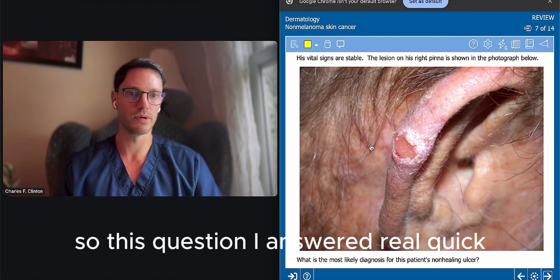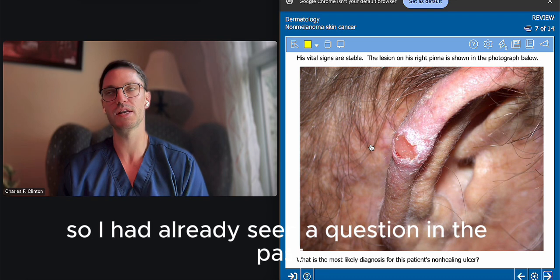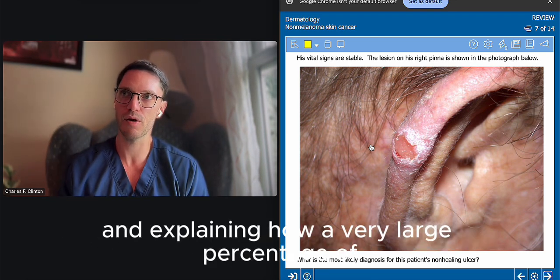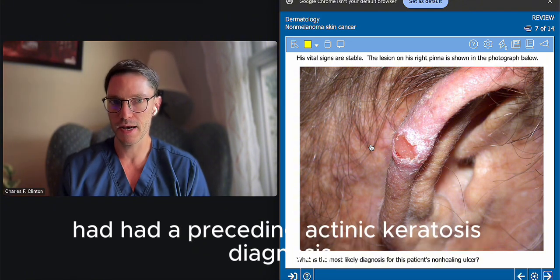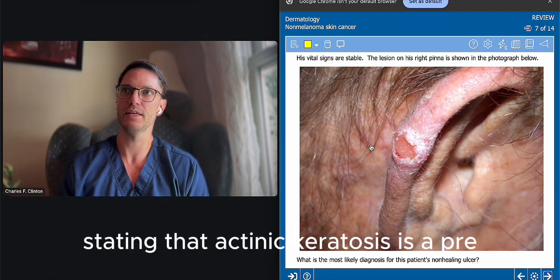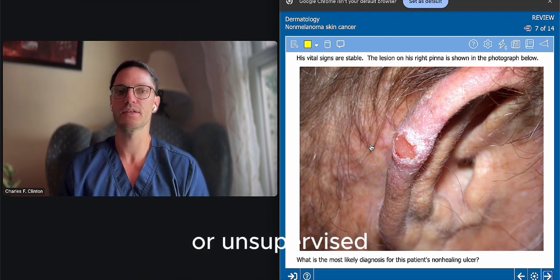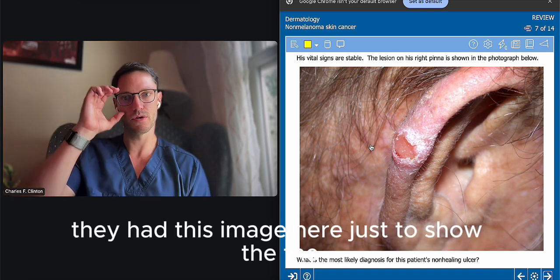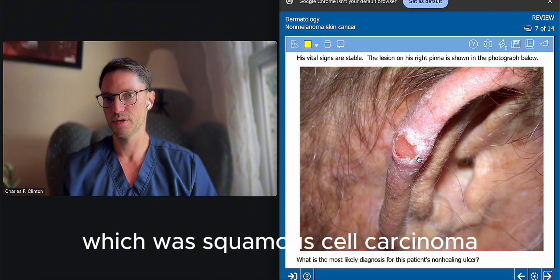This question I answered real quick because I recognized this image. I had already seen a question in the past talking about actinic keratosis, explaining how a very large percentage of patients with squamous cell carcinoma had a preceding actinic keratosis diagnosis. It was basically stating that actinic keratosis is a pre-malignant condition that, if left untreated or unsupervised, can convert into squamous cell carcinoma. So they had this image to show the student that if you don't treat the actinic keratosis, it can become this right here, which was squamous cell carcinoma.